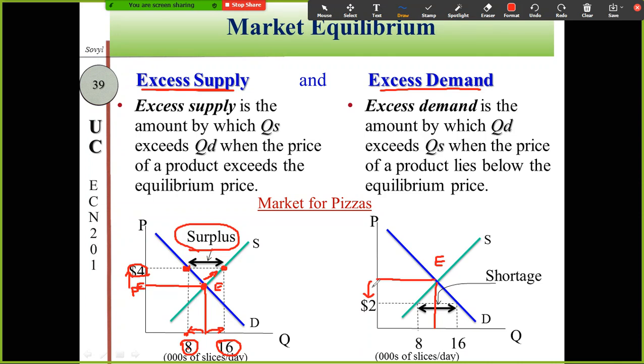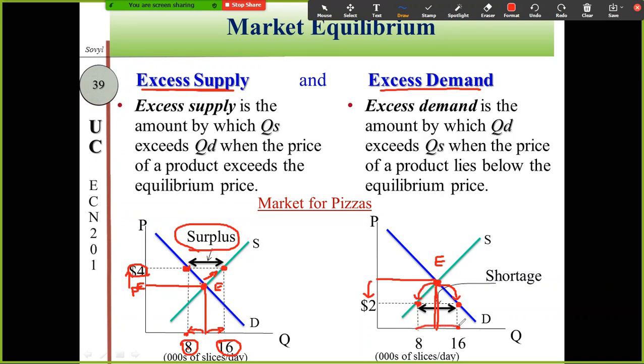The buyers are happy because they spend less money. That's why buyers increase their buying on the demand curve, from this amount to that amount, from 12,000 to 16,000. Because the price is cheaper, sellers are not happy. That's why sellers decrease their production or cut some production. They now supply only 8,000. That's why they change here.